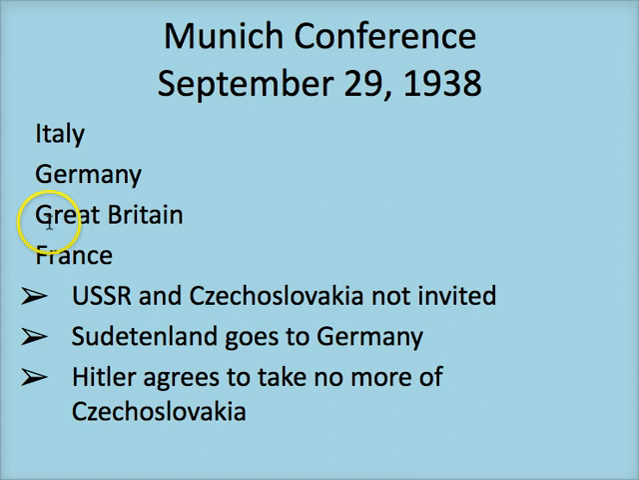Notice it is Italy, Germany, Great Britain, and France. The USSR and Czechoslovakia are not invited. Both probably should have been invited. One, because the USSR, when you move Germany toward Czechoslovakia, that's moving it closer to Soviet territory. Plus Czechoslovakia, you're giving away their land. The Sudetenland goes to Germany, and Hitler says, "This is the last piece of land I take. I don't want any more land."